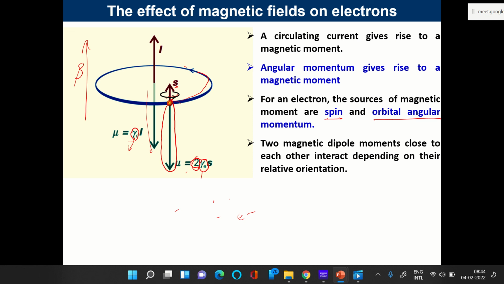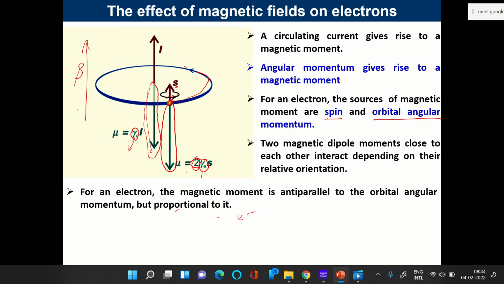In such a situation, if you apply a magnetic field in the upward direction, the magnetic moment will be pointing in the downward direction. Okay, so this is the case for a negatively charged particle.